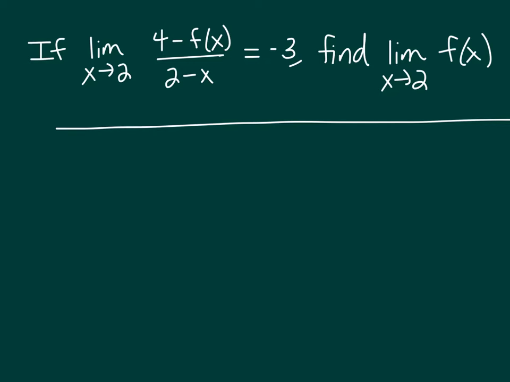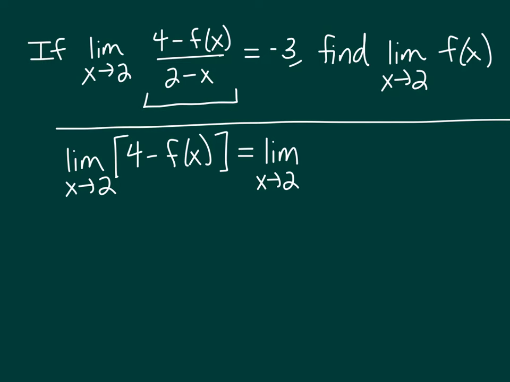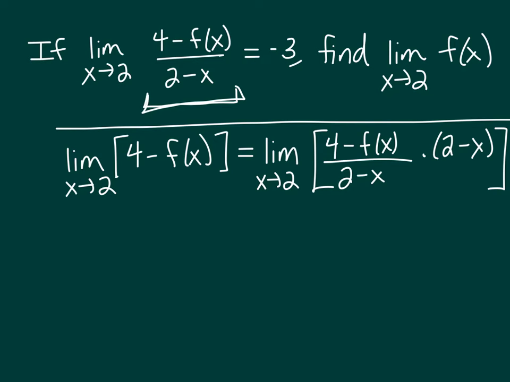So first what we're going to do is try to figure out what the limit of the numerator would be as x approaches 2. Because we can see the limit of the denominator as x approaches 2 would be 0. But what would happen to the limit of the numerator? So notice that I can rewrite the numerator as the original fraction that I have here times its denominator. But using limit laws, we can actually evaluate this limit on the right-hand side.